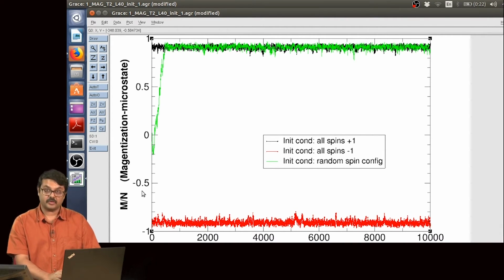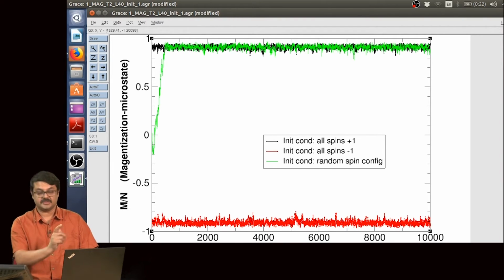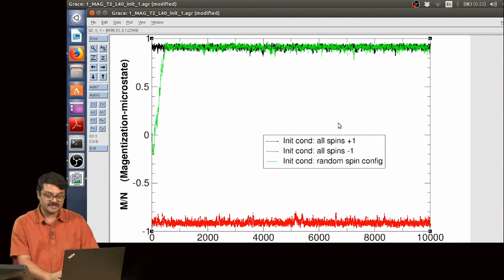It is extremely important when you plot any graph to give the y label and the x label, where you define what you are plotting on your x axis and y axis. These are the legends, so that you know what each of your data sets, here green, red and black, correspond to. So, here they correspond to different initial conditions, right.